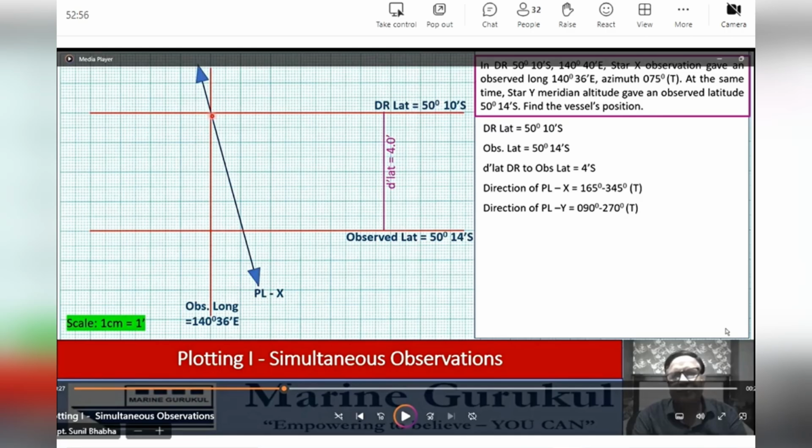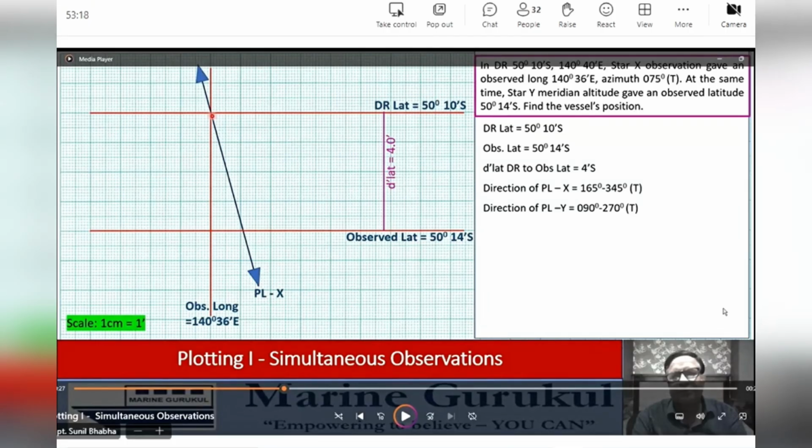Excuse me, sir. Go ahead. Sir, can you explain this plotting, sir? Actually, I could not understand why they are taking only DR lat, then observed long, they are selecting. Why are they not choosing DR long? Can you explain? Okay, beta. So your doubt is why they have not used the DR longitude.